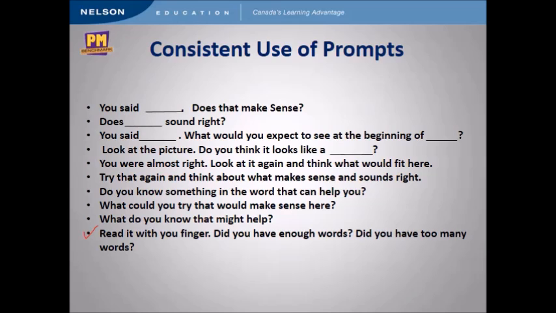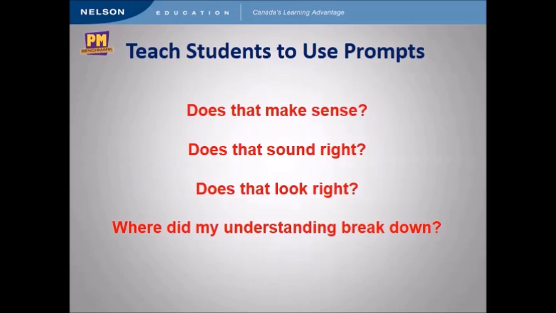And I would suggest to you that you might form a list of prompts that you're going to use. Keep it on hand when you're in your small guided reading groups, when you're reading with students one-on-one. And use these prompts consistently across your school, and if possible, consistently across your board. We want to really teach students to be using the prompts, in other words, embedding the use of strategies.